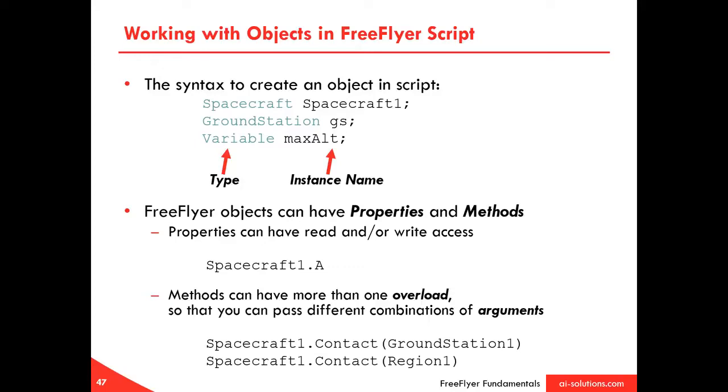Methods can have more than one overload that let you specify different arguments into the method. Here we see that the spacecraft.contact method has two different overloads that let you specify either a ground station object or a region object as the argument. This is just some useful vocabulary to be aware of if you're new to scripting languages.